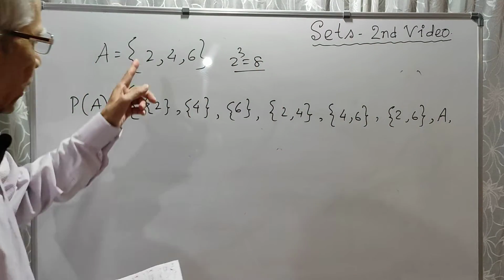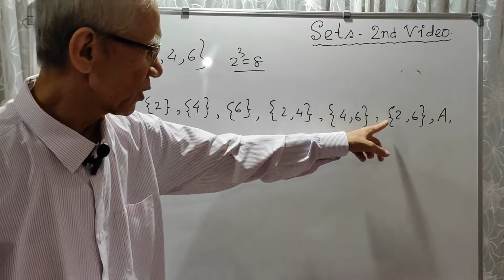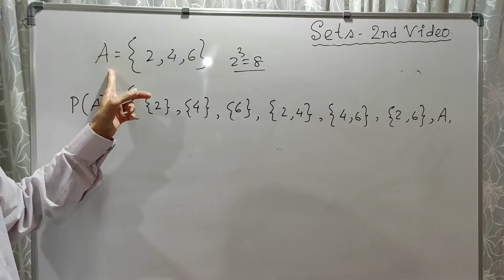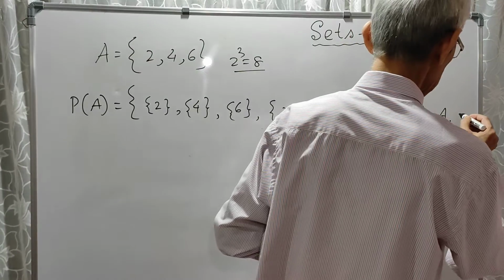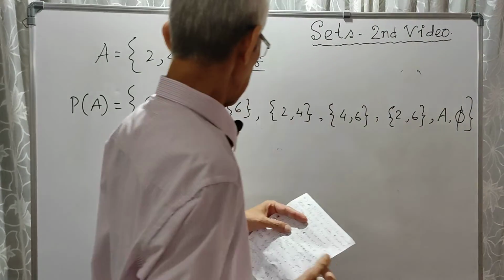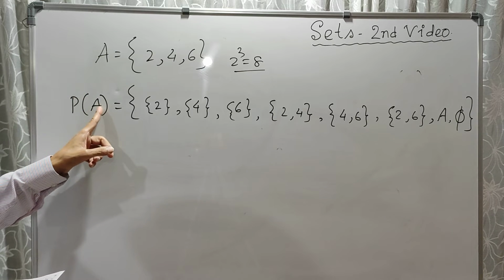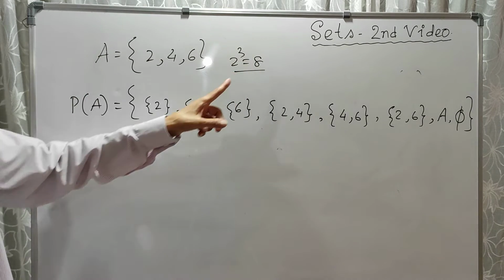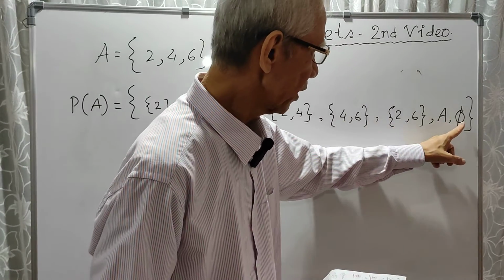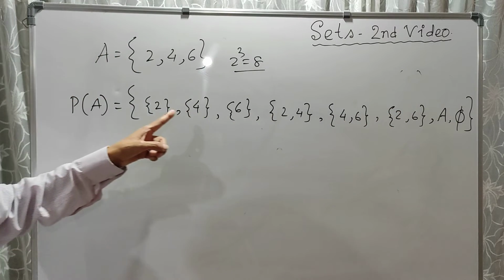So taking 1 at a time, these 3 subsets. Taking 2 at a time, these 3 subsets. Now taking 3 at a time, that means itself, so we can write simply A. And then the null set, because the null set is a subset of every set. So you see, this is the power set of A. Now the power set of A will have how many elements? 8 elements, all the 8 subsets: 1, 2, 3, 4, 5, 6, 7, 8, including itself and the null set. Each of them is a subset.